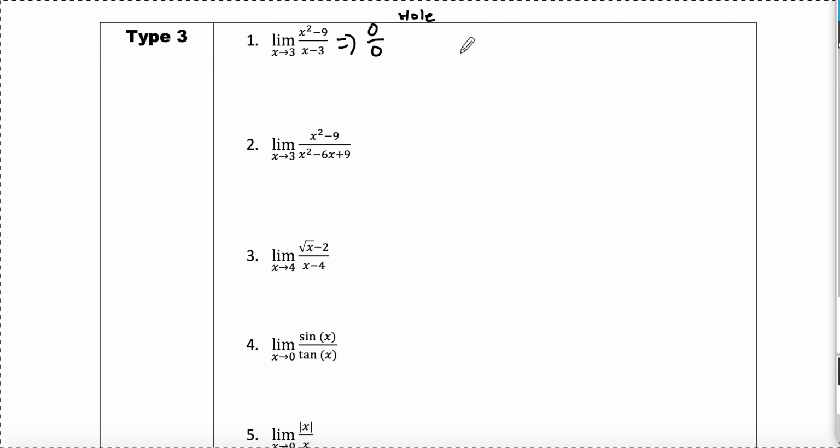And what's nice about a hole is that holes are just momentary gaps in the function, which means that the limit will still exist. The left and the right will still approach the same hole there. And we know from our talk about limits that you actually don't need a point there.